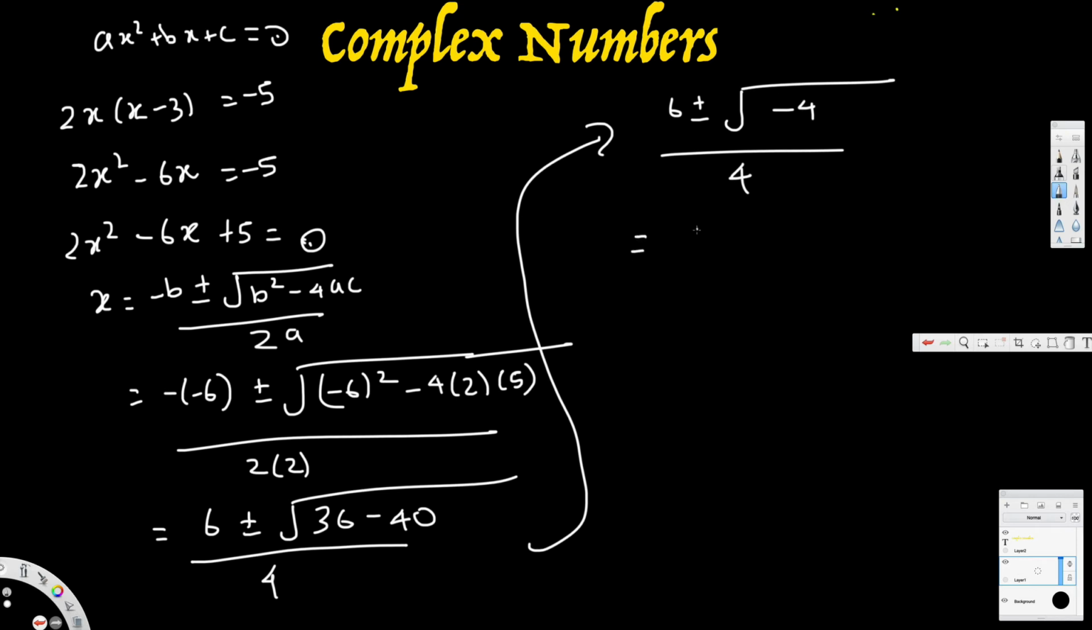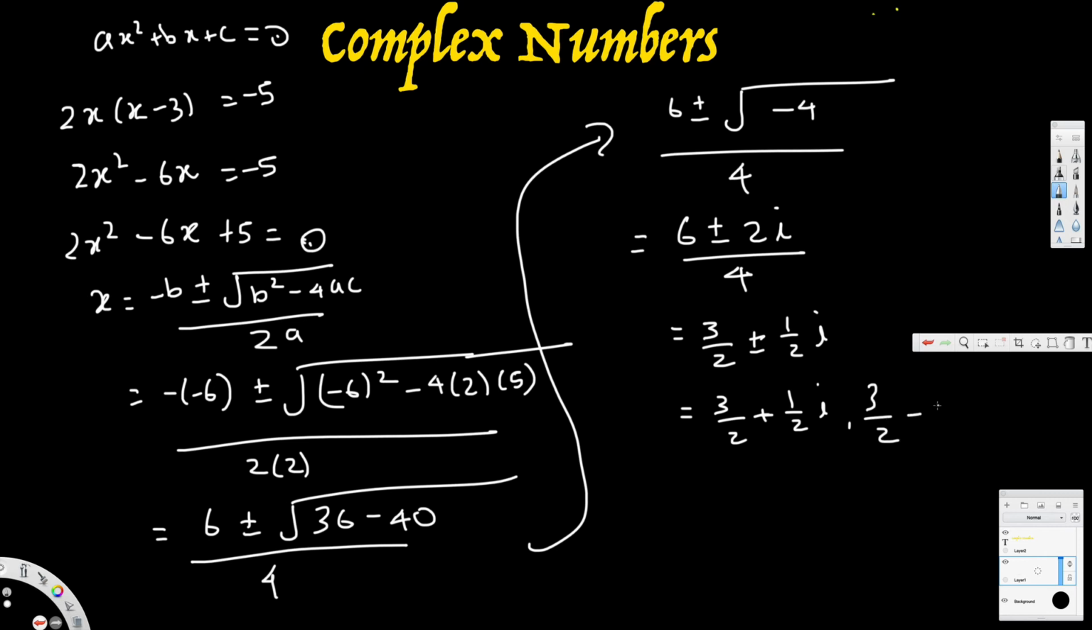So finally we will end up with 6 plus or minus the square root of 4, which is 2, and negative 1 in the square root. The square root of negative 1 is just i, so we can write it as i over 4. And now we can write it in standard form, that is 3 over 2 plus or minus 1 over 2 i. So we have two answers: 3 over 2 plus 1 over 2 i, and 3 over 2 minus 1 over 2 i. So we have two answers, and that's it, we are done with this.